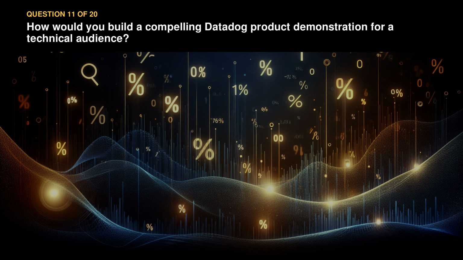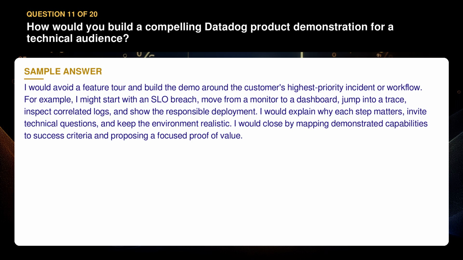Question 11. How would you build a compelling Datadog product demonstration for a technical audience? I would avoid a feature tour and build the demo around the customer's highest priority incident or workflow. For example, I might start with an SLO breach, move from a monitor to a dashboard, jump into a trace, inspect correlated logs, and show the responsible deployment.